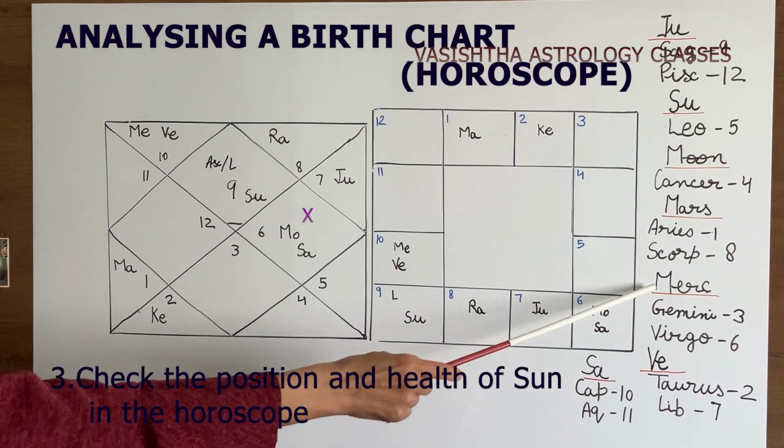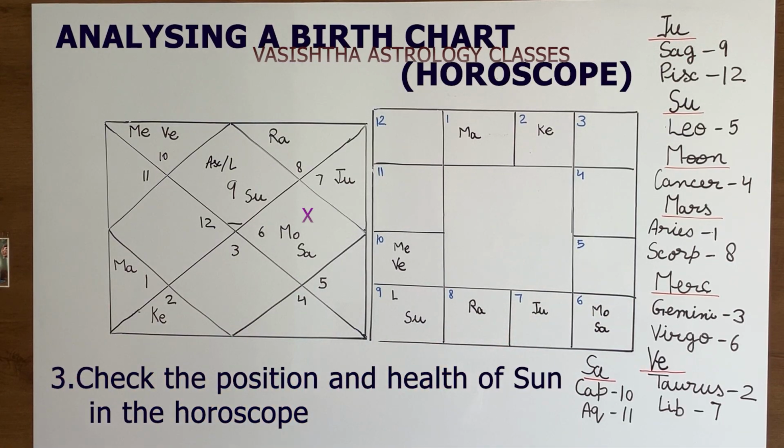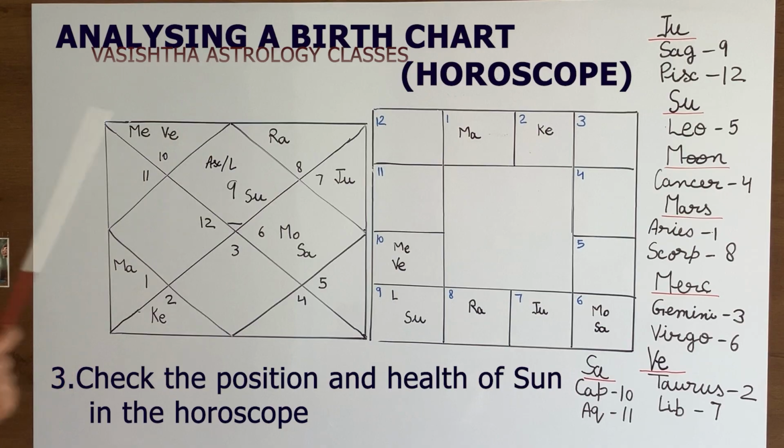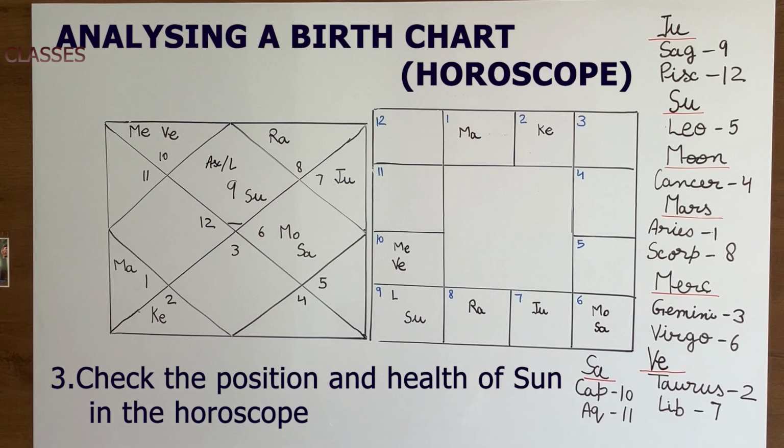Next, check the position and health of the sun in the horoscope. In Vedic astrology, sun sign is not important to analyze the horoscope. Analysis of a horoscope is done with the help of lagna or, for further guidance, with the help of moon sign. Sun sign is not considered for analyzing a horoscope. But the sun is important because it tells a lot about the trajectory of our life. Because in Vedic astrology, sun represents soul.